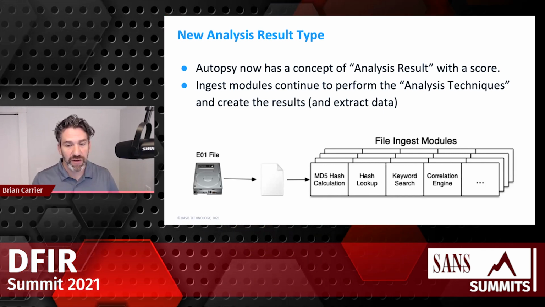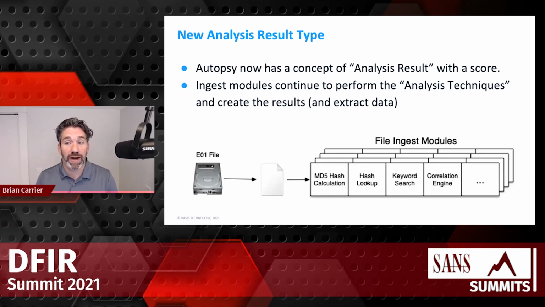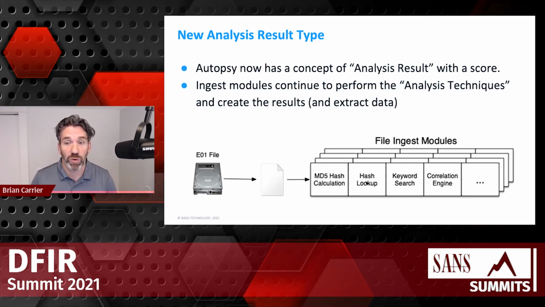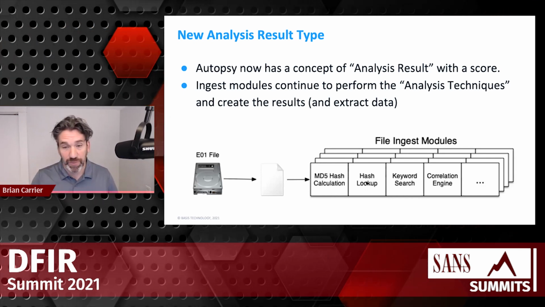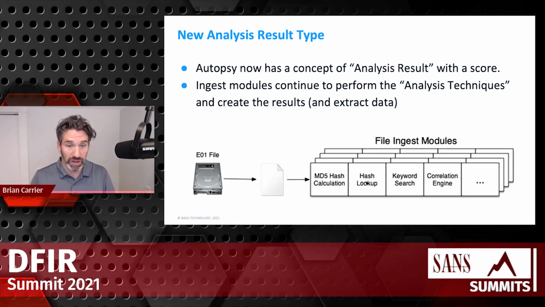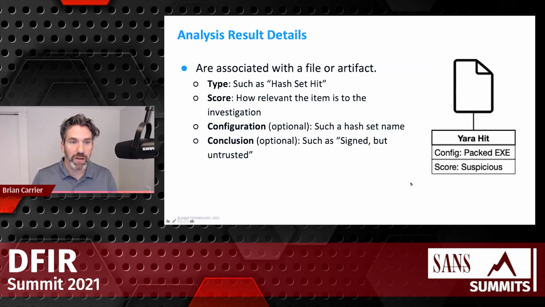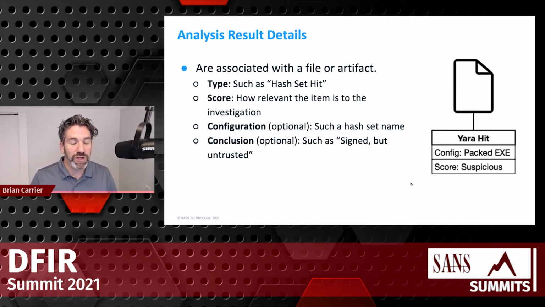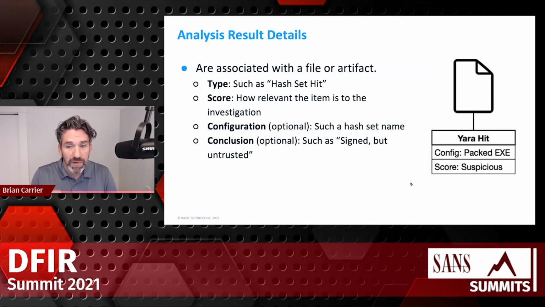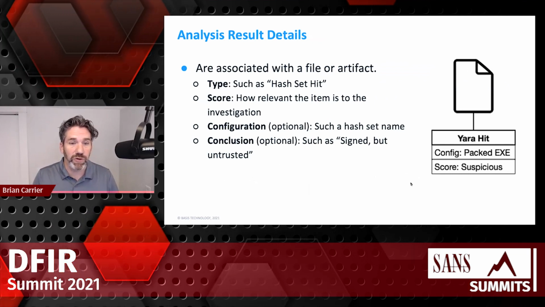Those still exist, but now that hash lookup will make an analysis result, and we'll put a score on that with things like suspect, or suspicious, or bad, or good, or whatever. Same with keyword search, same with the correlation engine. So that's new.